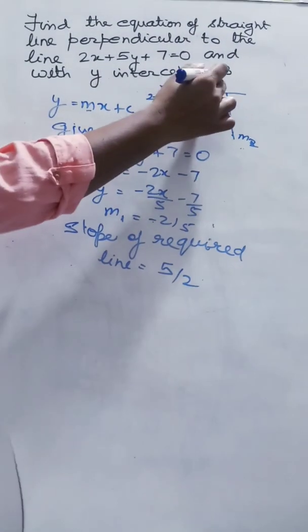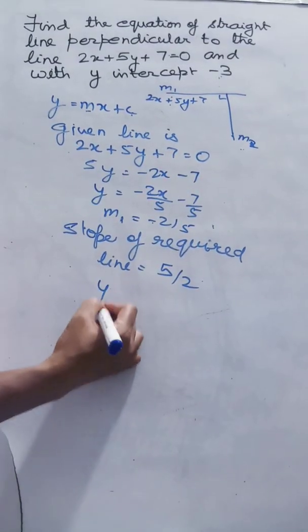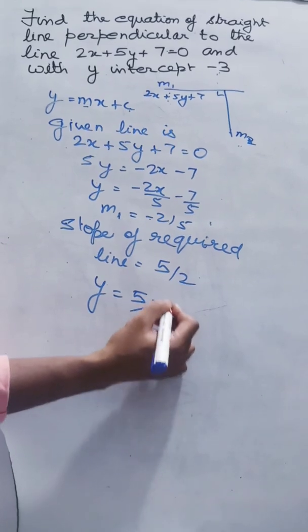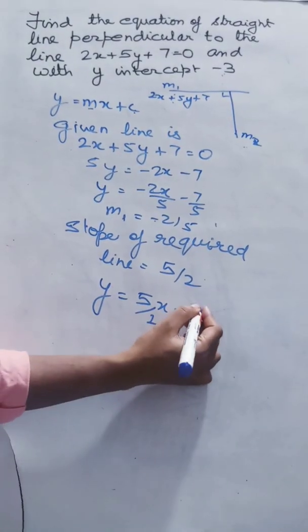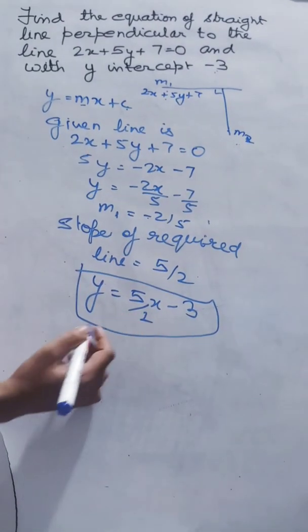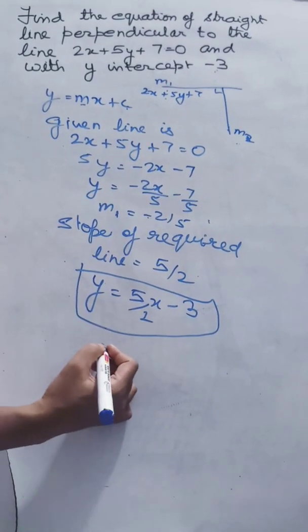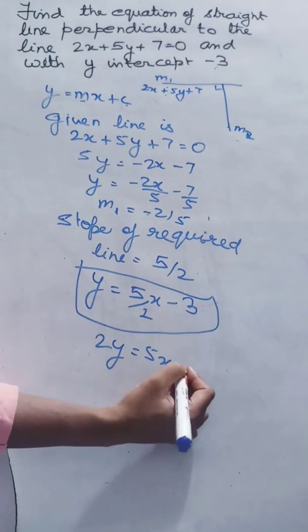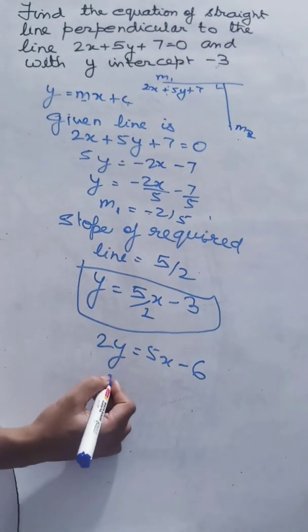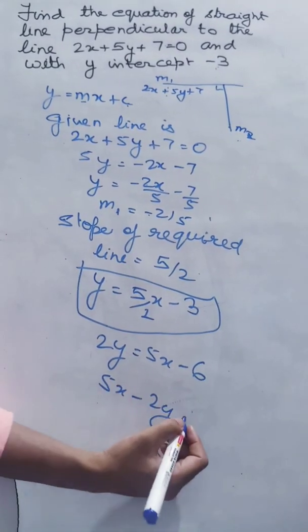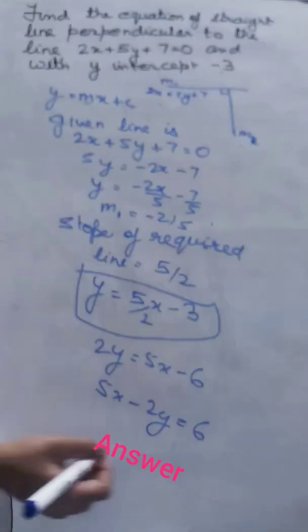Now the y-intercept is already given. So y equals 5 by 2 x and the y-intercept is given as minus 3. This will be the equation of the required line, or we can simplify it. I can write 2y equals 5x minus 6, or 5x minus 2y, and bring this here, equals 6. This is our required answer.